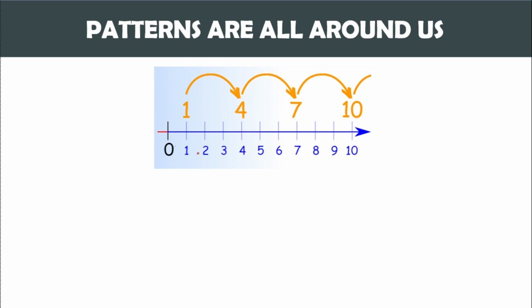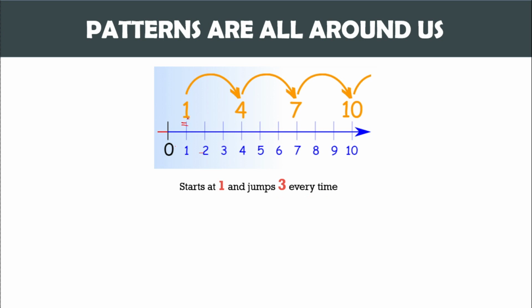It starts from 0, 1 up to 10. And we have here 1. 1 is the first number. And we have an arrow here that 1 jumps to 4. And 4 jumps to 7 and 7 jumps to 10. So this is an example of a pattern. Why? Because this pattern starts from 1 and jumps 3 every time.